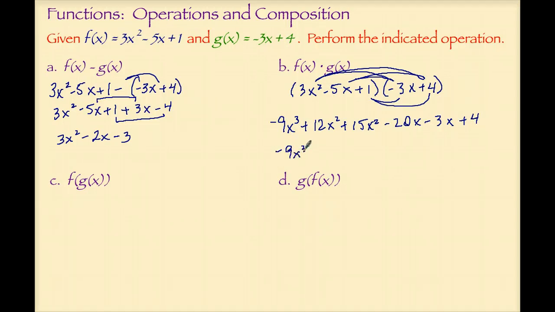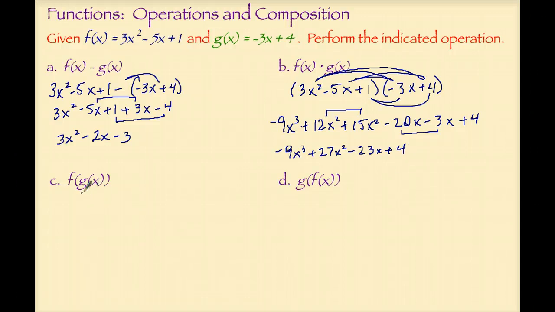-9x cubed doesn't have any like terms, but 12x squared and 15x squared are like and become 27x squared. -20x and -3x are like and become -23x, and then plus 4.